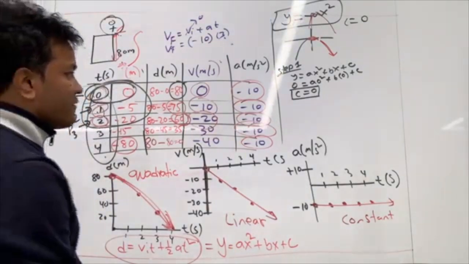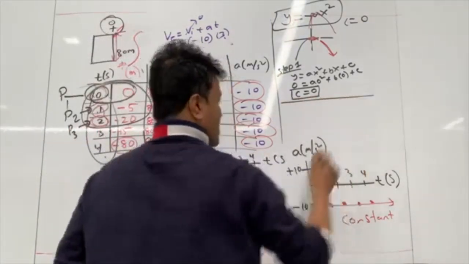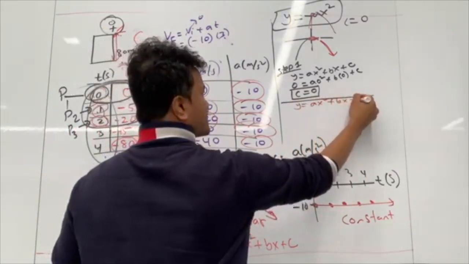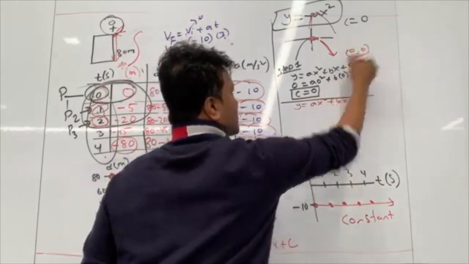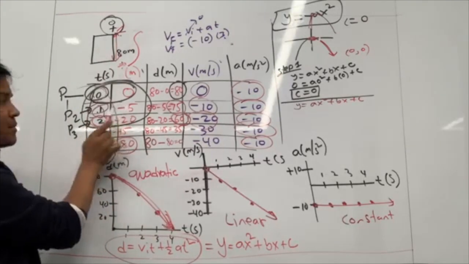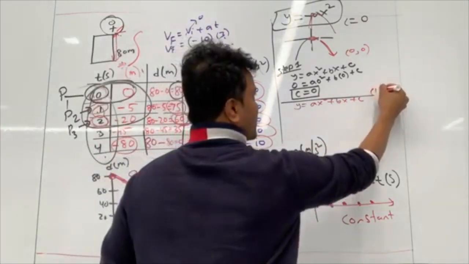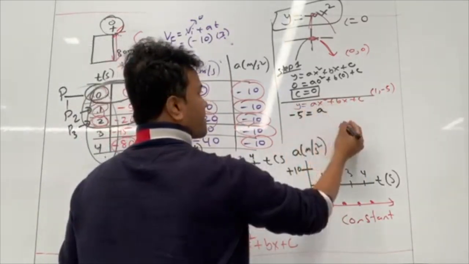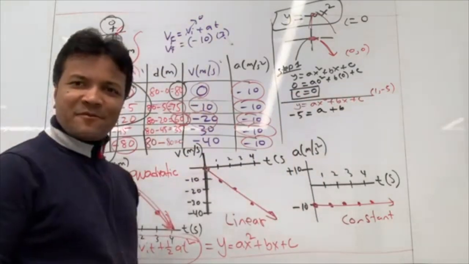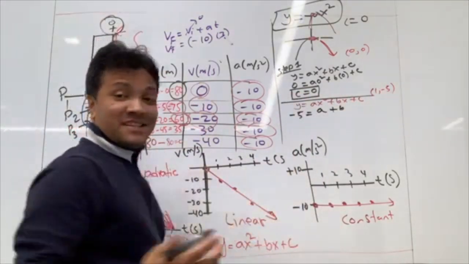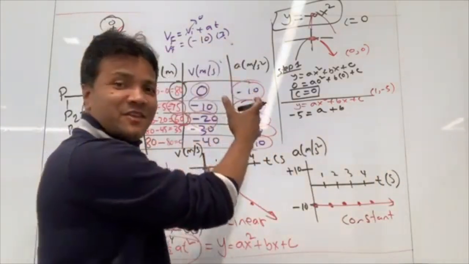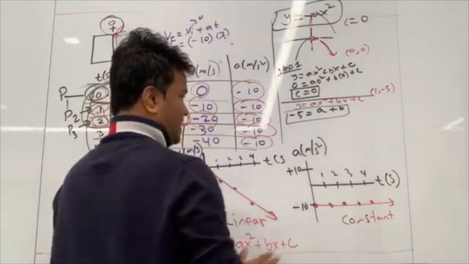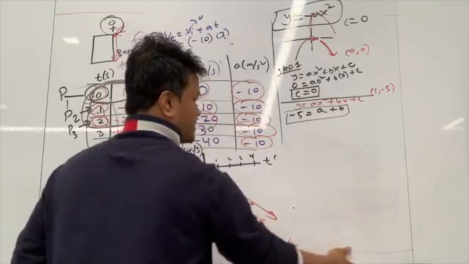What else? We're gonna write this equation again. y is equal to ax squared plus bx plus c. Here we used 0, 0. Now we're gonna use 1, -5. So -5 is equal to a plus b. That's the system of equations, and that's what we want. So I'm going to write that over there. Okay, so I'm going to just box it, and then I'm going to erase this because I need some space.